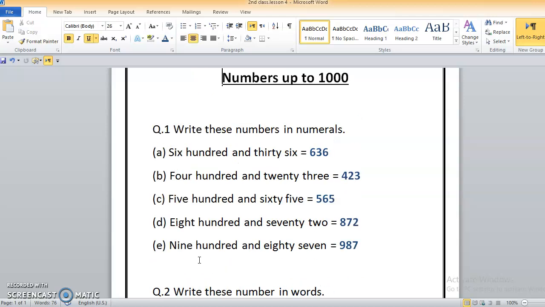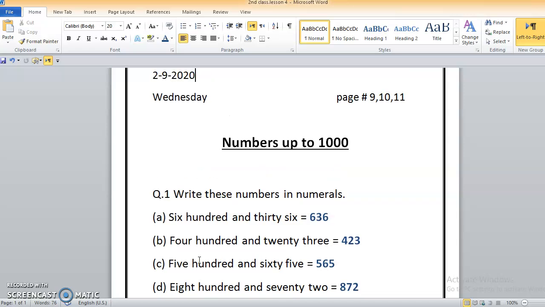One more thing, guys: if you missed writing anything in the notebook, because you have to complete this work in the notebook, I am going to share this Word file with you on Classera.